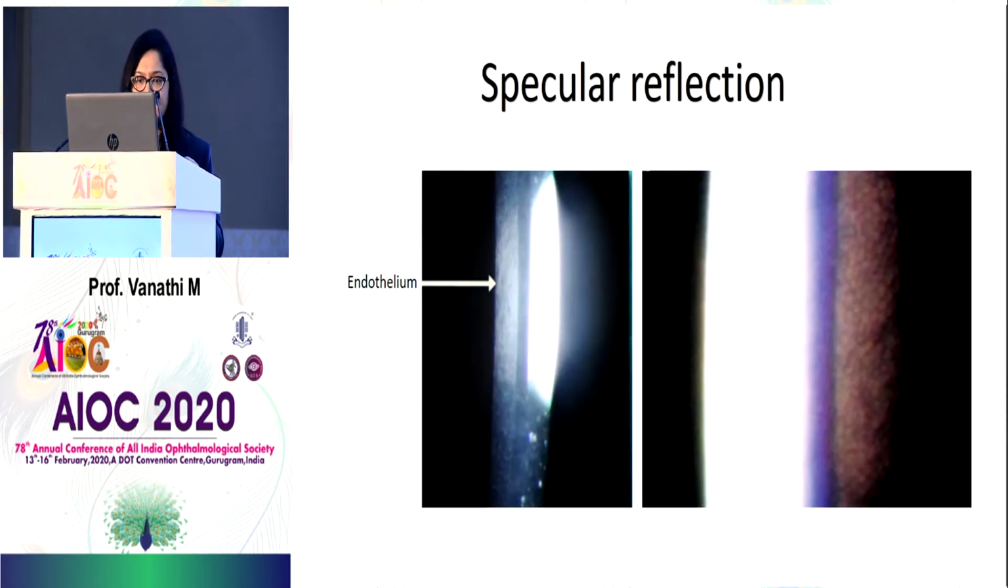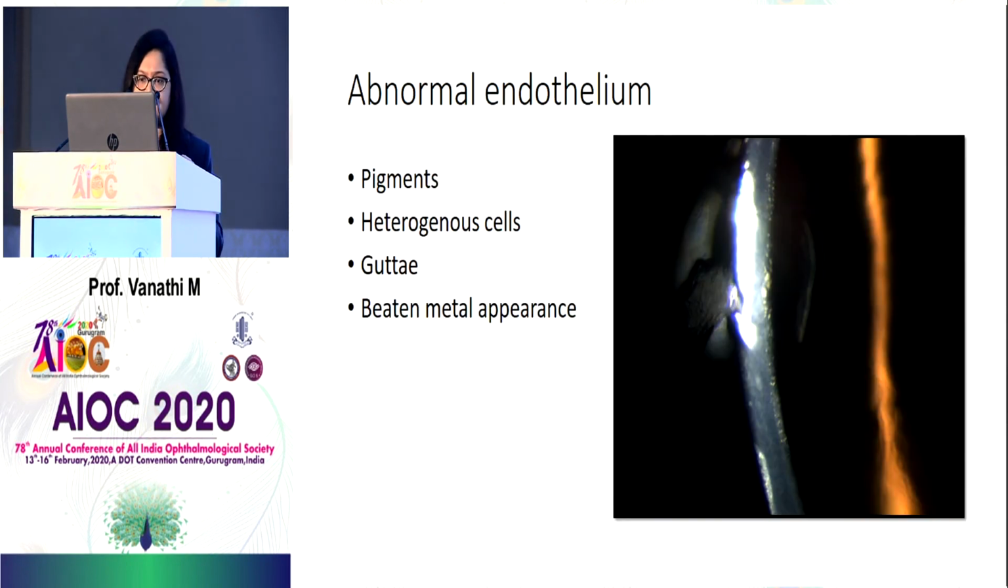So in the first diagram you can see this is the high intensity light, and behind that you can see hexagonal mosaic shaped cells which are endothelial cells. So they are basically better visualized at higher magnifications. And you can find some abnormal endothelial cells when they have heterogeneous cells, or any pigment deposition, any guttae or beaten metal appearance can be picked up. Can you tell what is shown in this diagram? Which case will you see? Fuchs endothelial dystrophy.